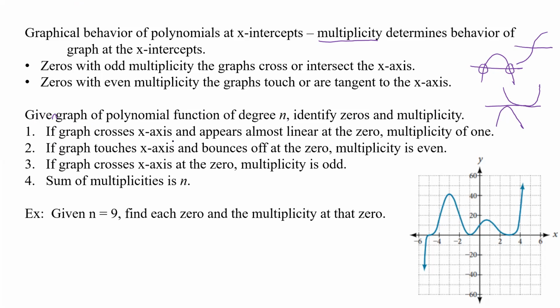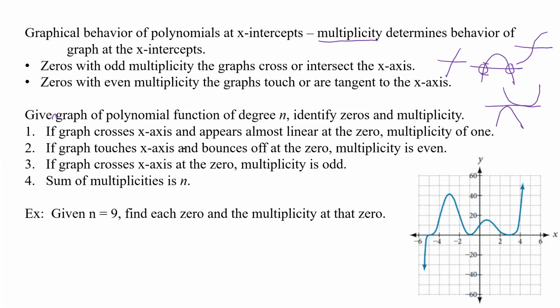Now, if the graph crosses the x-axis and appears almost linear at that zero, the multiplicity is going to be 1. If we think about that, it's just kind of almost straight across. It's just coming across that x-axis. So it looks sort of linear if we just look at a little spot here. So that would be multiplicity 1.